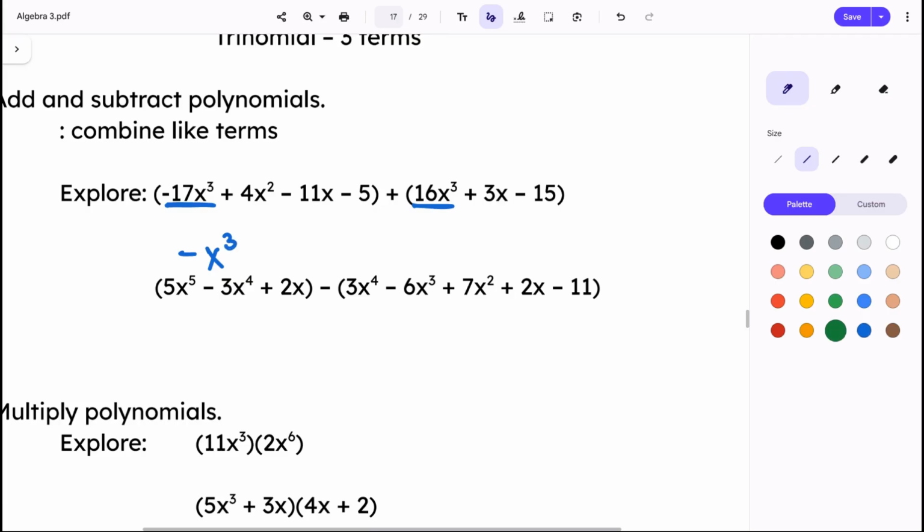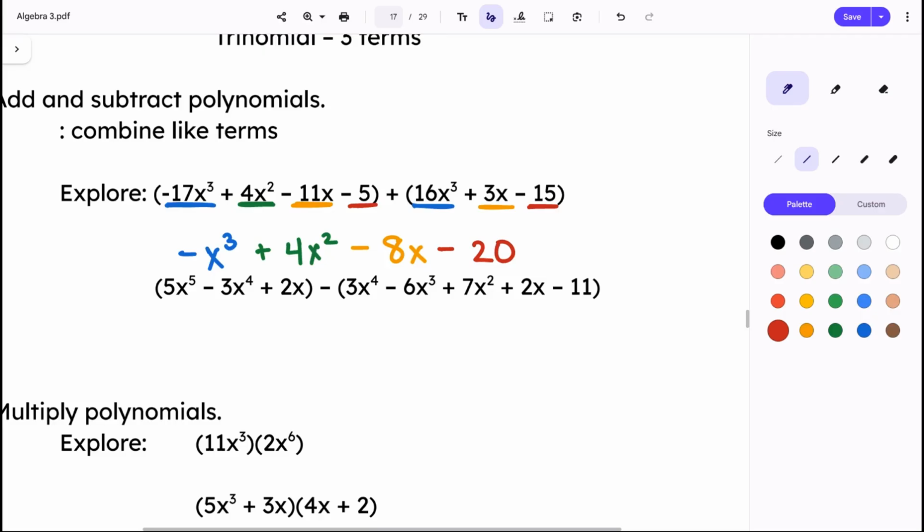Okay. How about my 4x squared? Do I have anything to put that with? Nope. So that just comes down. Okay. How about my x's? I have negative 11x and 3x. What would those be together? Good. Negative 8x. And then last, negative 5 and negative 15. Negative 20. Okay, and I'm color coding it there so you can see why I got those numbers. Where did they come from?